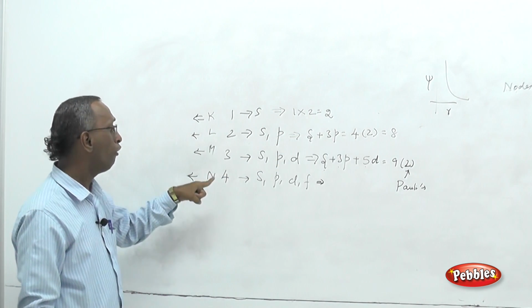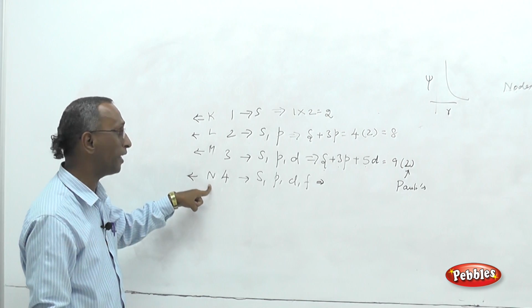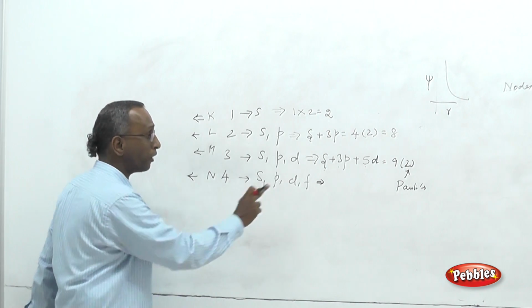The next shell is the fourth shell, designated as capital N shell. There are 4 types of subshells.